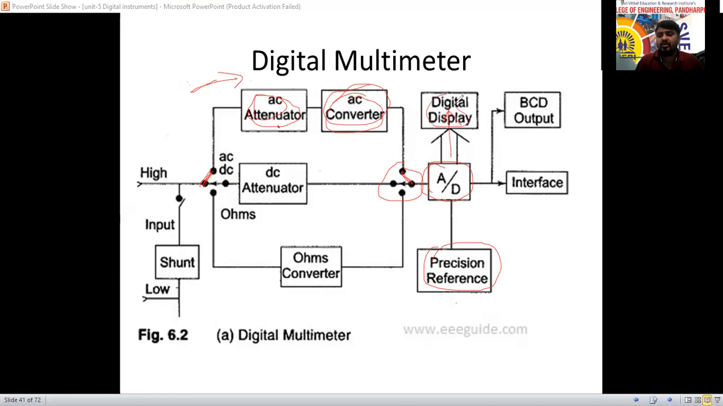So if you want an interface, then you can interface that one. Binary coded decimal output we are also going to get here. So the output digital display is there. Binary coded decimal means 0, 1, 0, 1, like that. We can get that also by interfacing. The number 8421, you know, right?